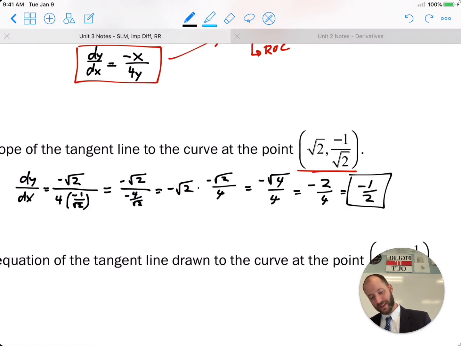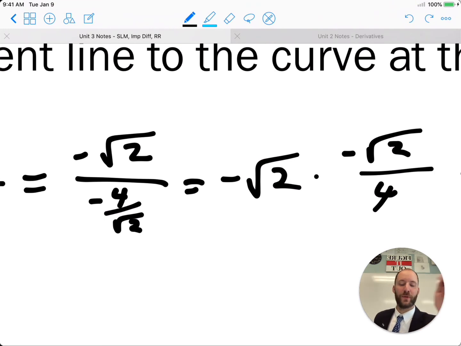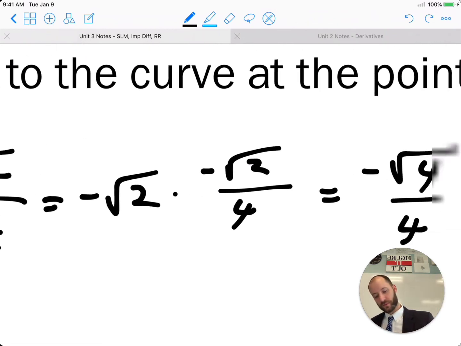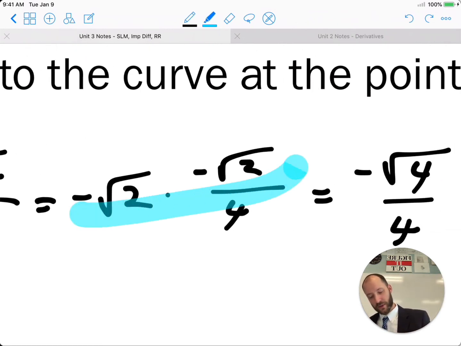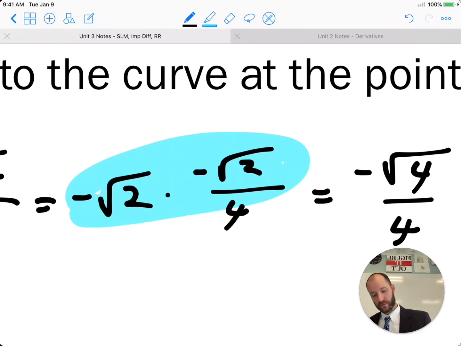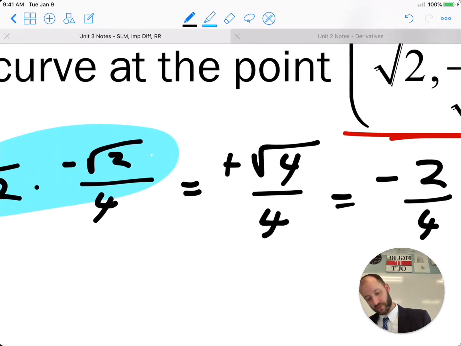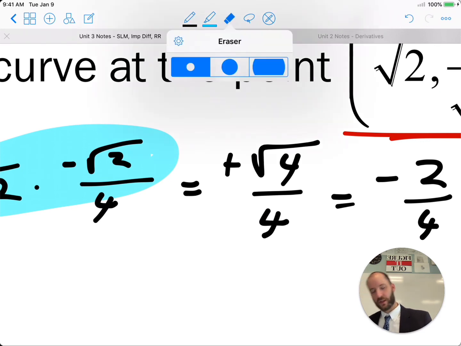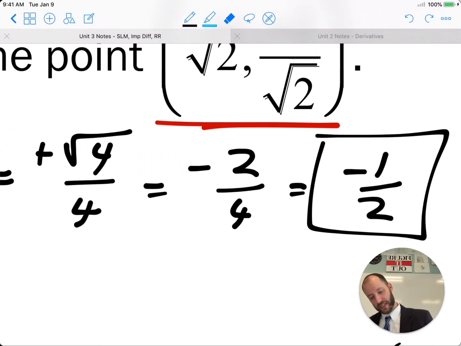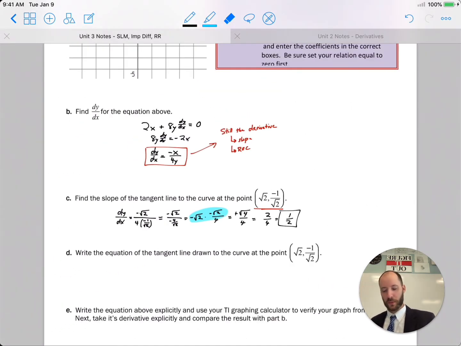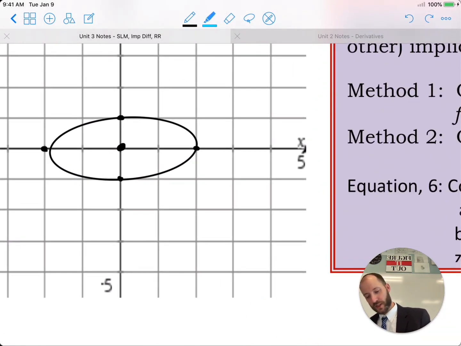So, when I divided by negative 4 over root 2, multiplied by negative root 2 over 4, negative times a negative, come on, rookie mistake. That's a positive. You get so caught up in what's going on and all these big ideas. Don't forget the little ones. So, slope of positive 1/2. At this point, root 2, negative 1 over root 2, right here, yeah, we have a positive slope, about 1/2, okay?